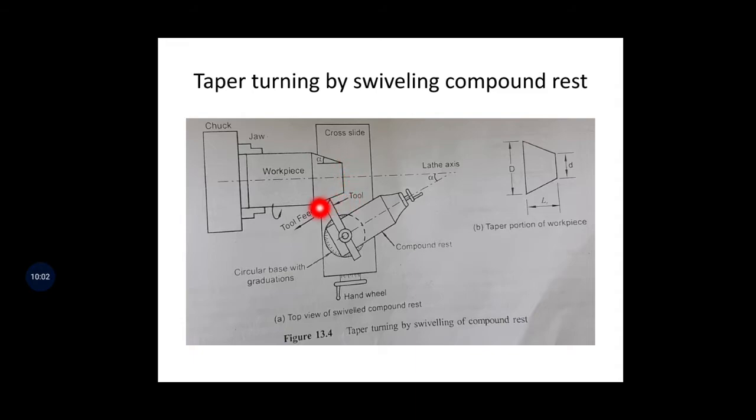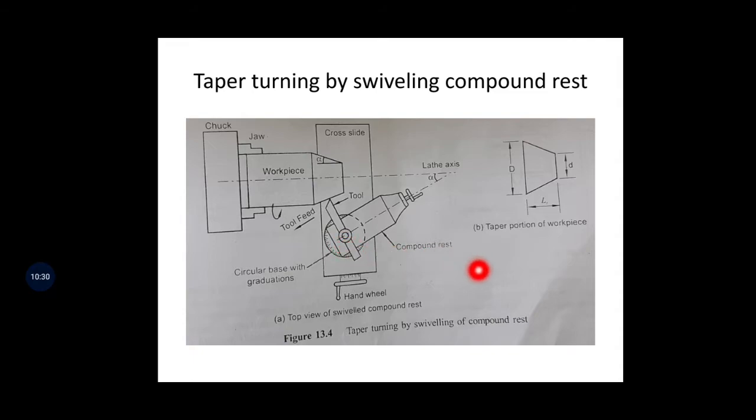This is the taper portion here. This end diameter is called major diameter. This is called minor diameter. So capital D minus small d divided by 2 into length of the taper. You have to find out the answer for that: capital D minus small d divided by 2L. This is the formula for the taper turning by using swiveling compound rest.